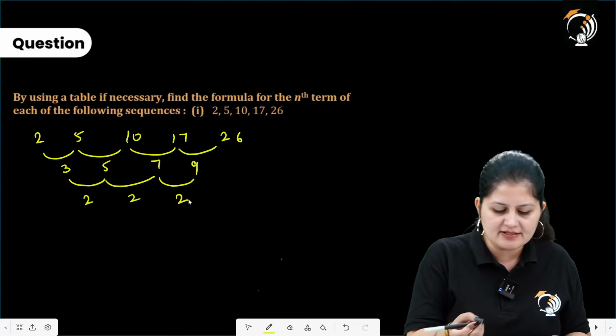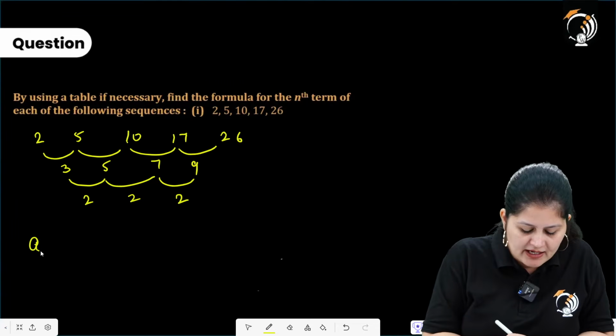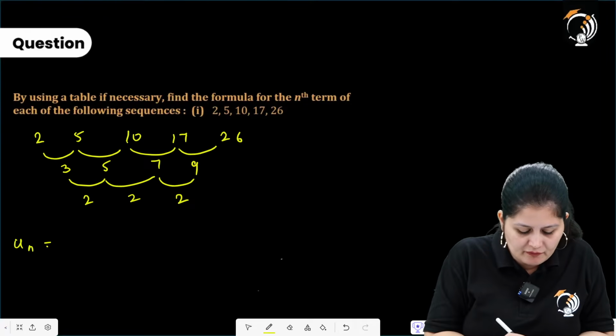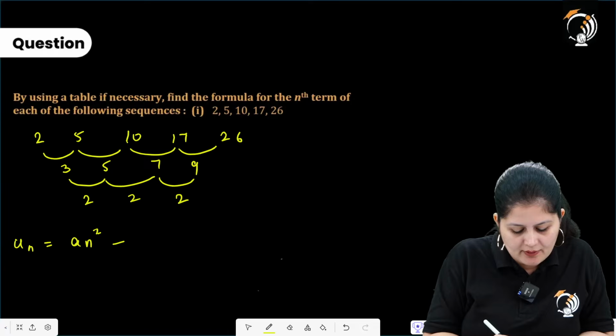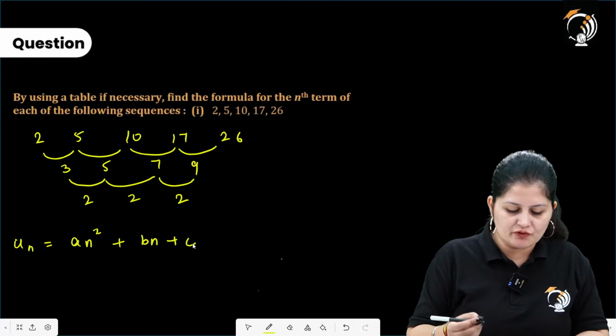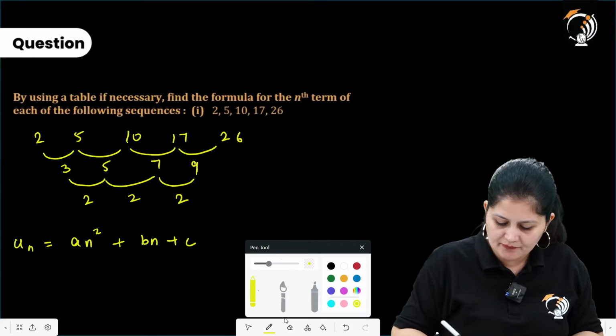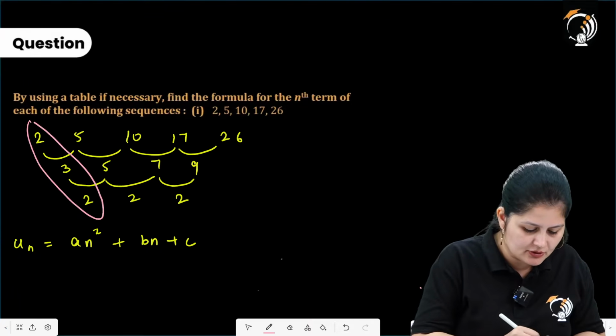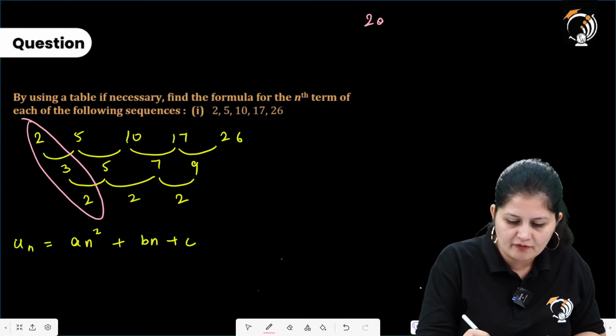So in that case, the general formula is an square, so un will be equal to an square plus bn plus c. Correct. So we are just going to use the formula here. Clearly we know this thing here, so just making a circle on it, we know that 2a will be equal to 2.